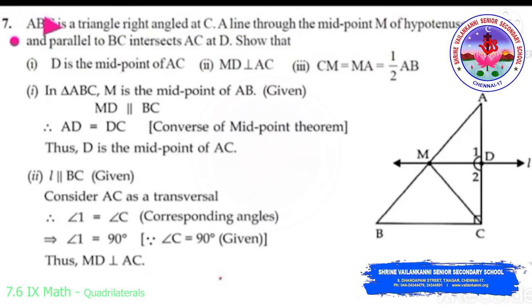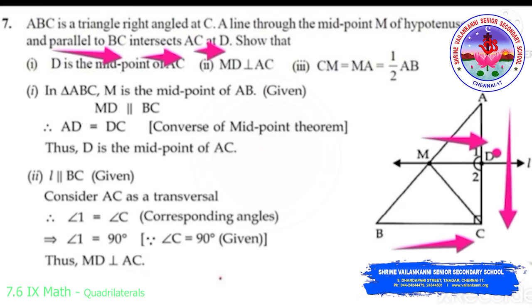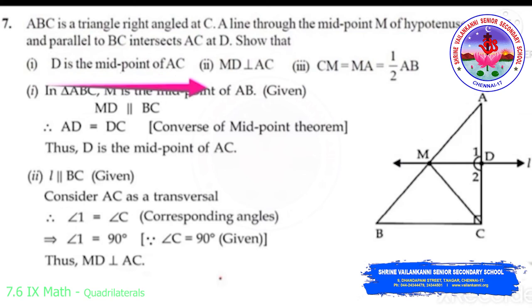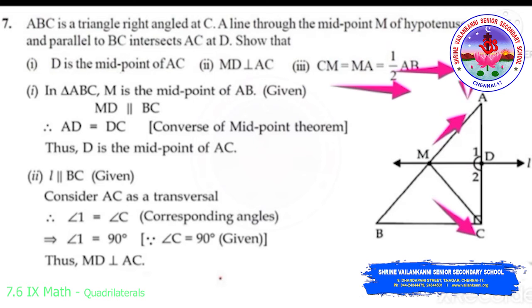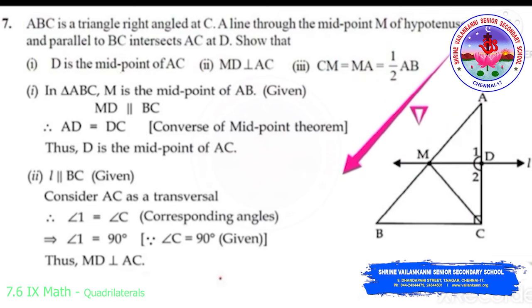Seventh problem. ABC is a triangle, right angled at C. A line drawn through the midpoint M of the hypotenuse AB and parallel to BC intersects AC at D. Show that D is the midpoint of AC, MD is perpendicular to AC and CM is equal to MA, which is equal to half of AB. He has given a figure of a right angle triangle ABC and M is the midpoint of AB and a line drawn through M which is parallel to BC.